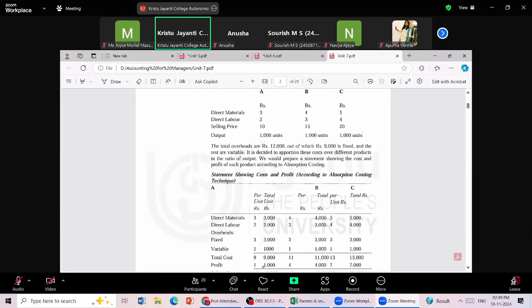And how much is the company selling at? The company is selling at 10 rupees for A, 15 for B and 20 for product C.